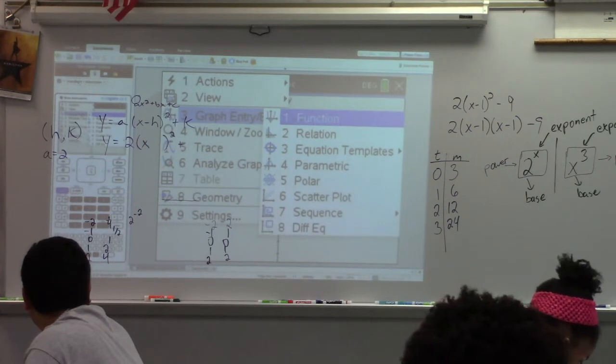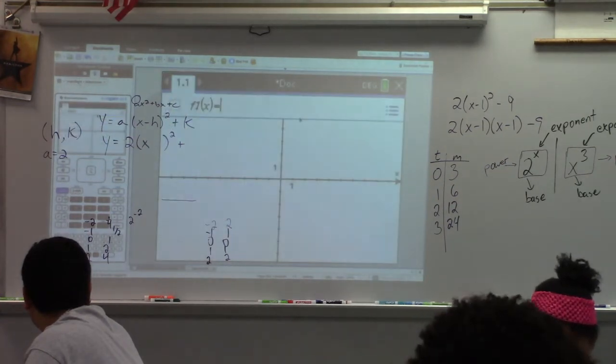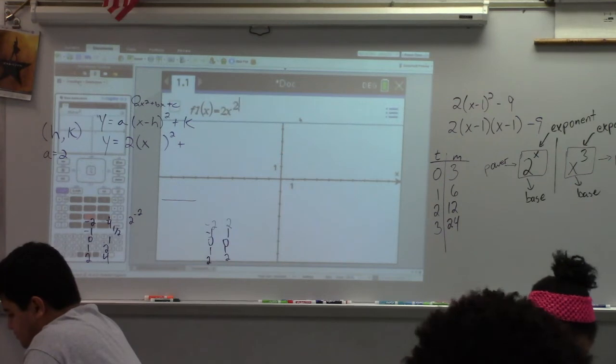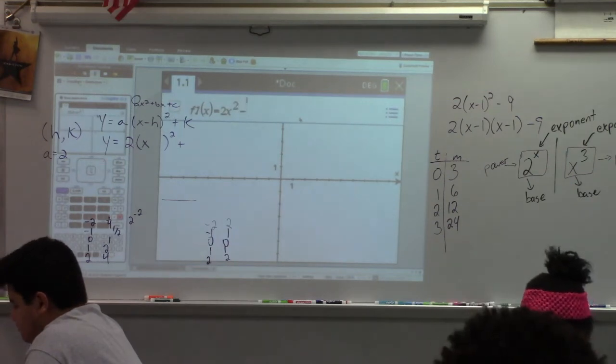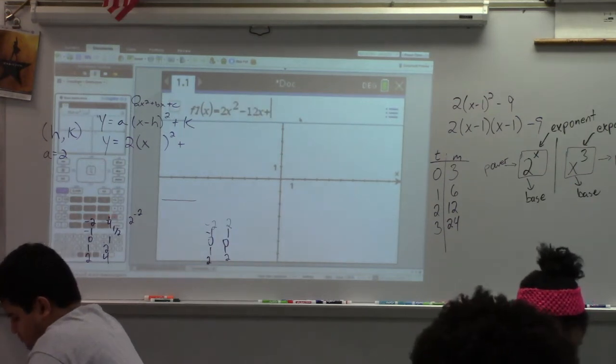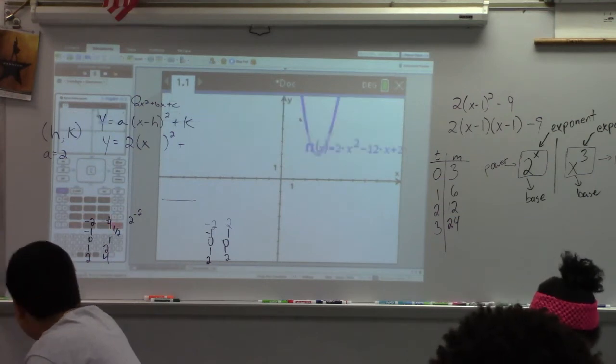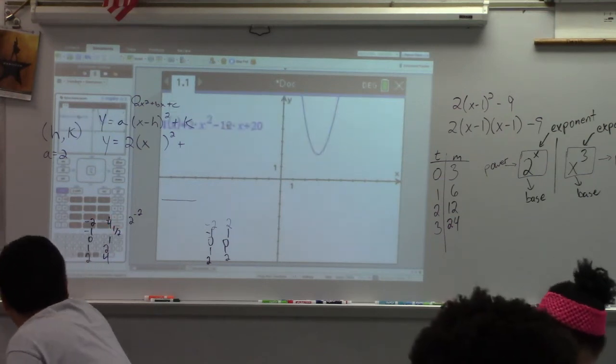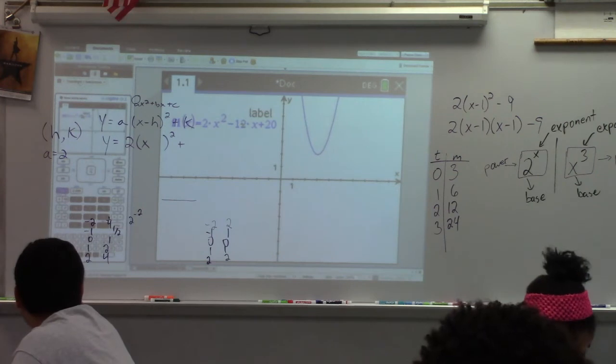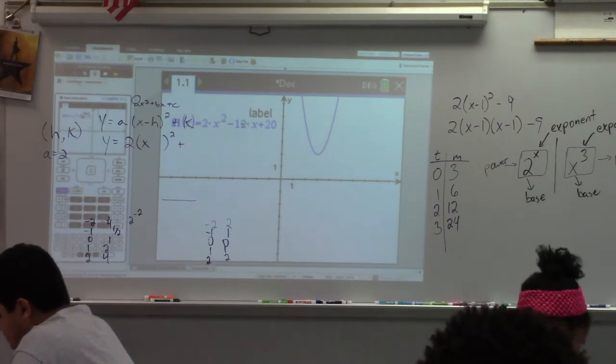Well, I need to go to function now, and I need to type in that equation. If I remember correctly from last class, it was 2x squared minus 12x plus 20. There's my function. Now you can't ever forget what you're trying to find. I need that vertex.